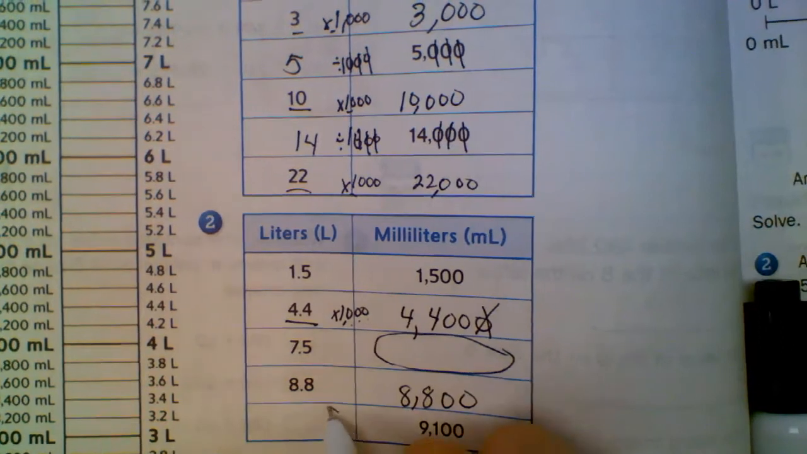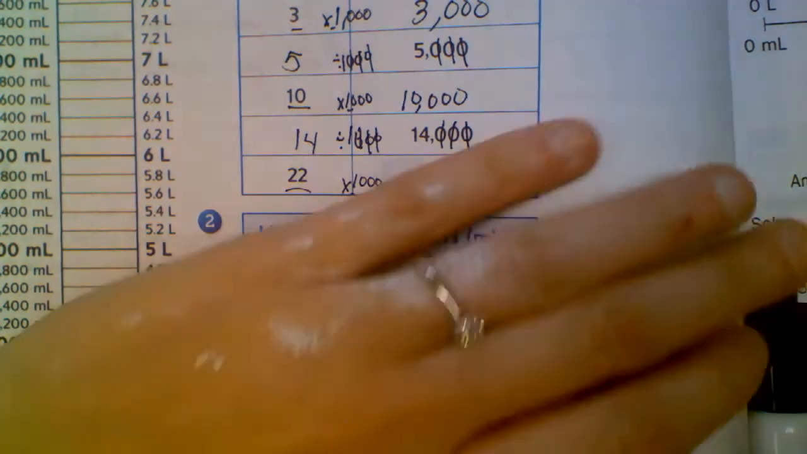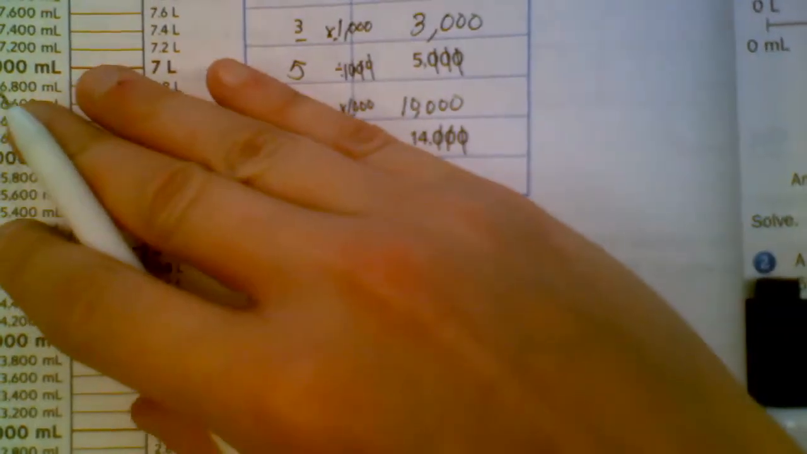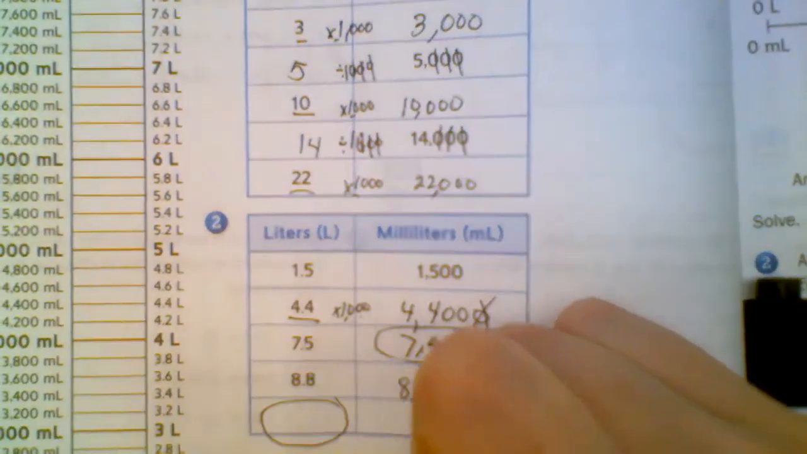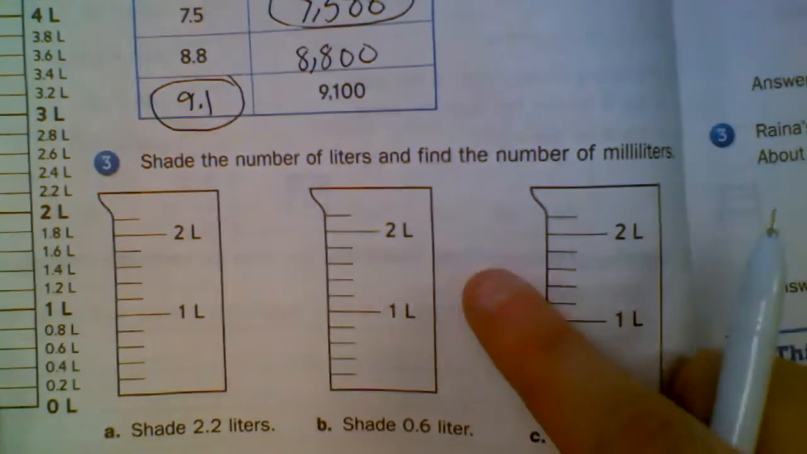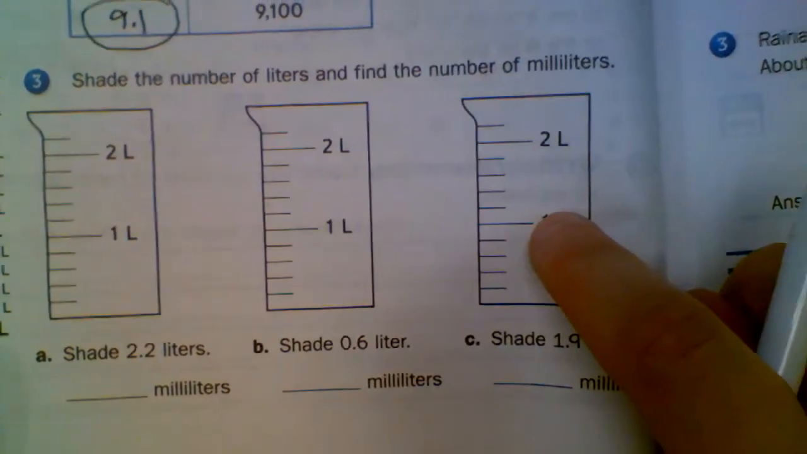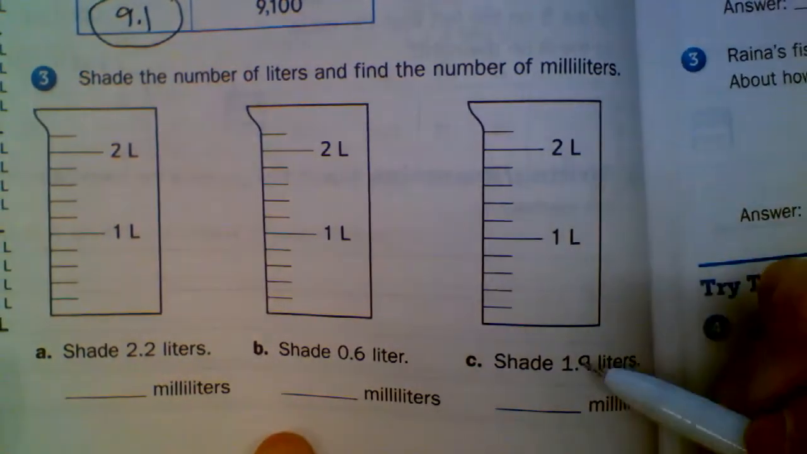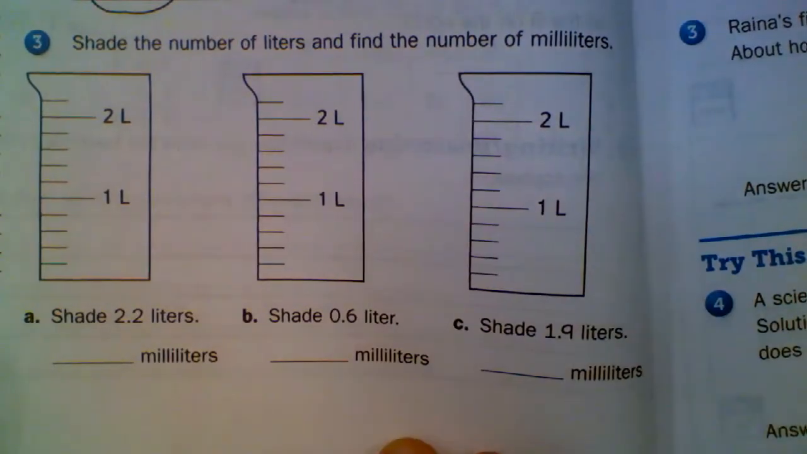Your turn to find 7.5. And then let's see if you can come up with these two. Unpause when you're done. If you said 7,500, you got it. If you said 9 and 1/10, there you go. So now what you're going to do is you're going to shade the number of liters and find the number of milliliters. Okay, so we're actually going to do the last one together, and you're going to do A and B on your own.